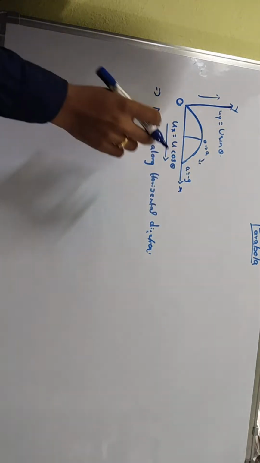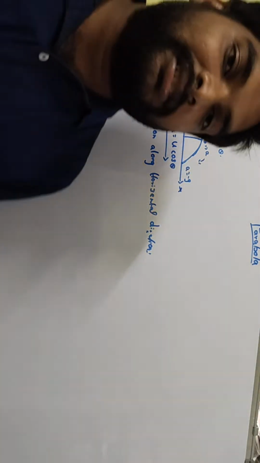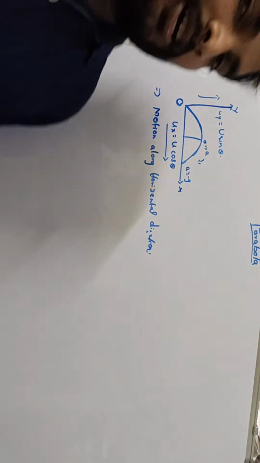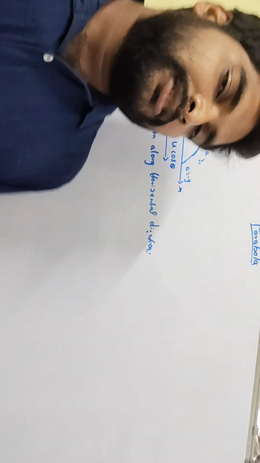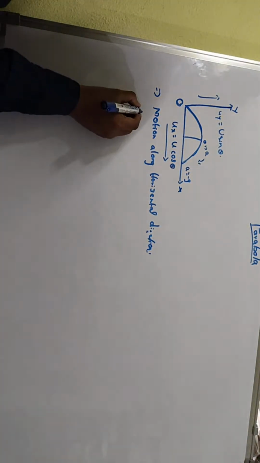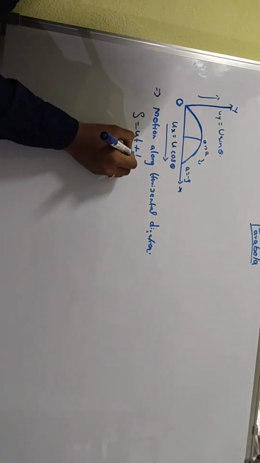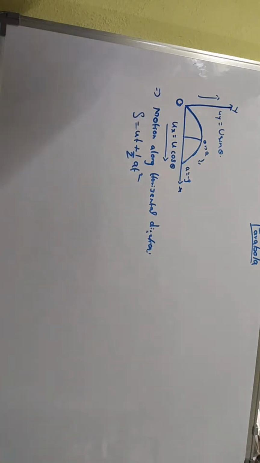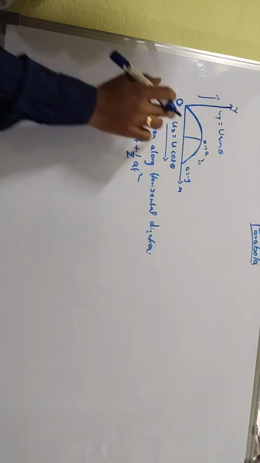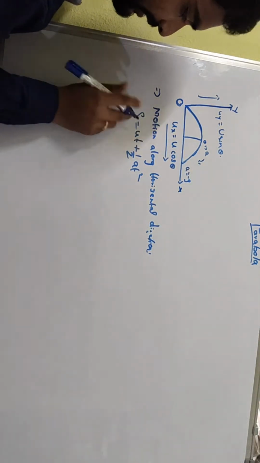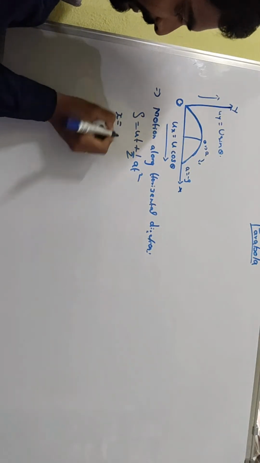We are well known from previous classes about the formula of displacement. So what is the displacement formula? The displacement formula is s equals ut plus half at square. Here we take the horizontal direction, ux, so in place of s we can write x. So s is equal to x.